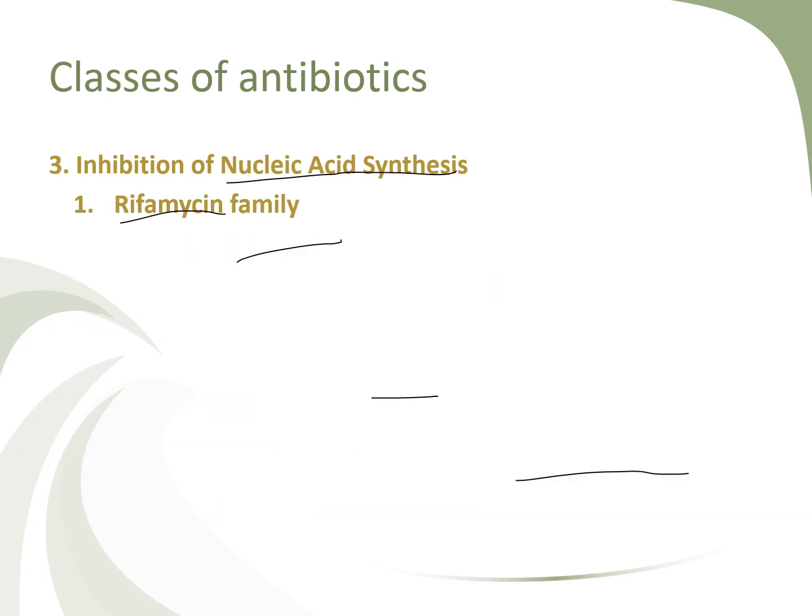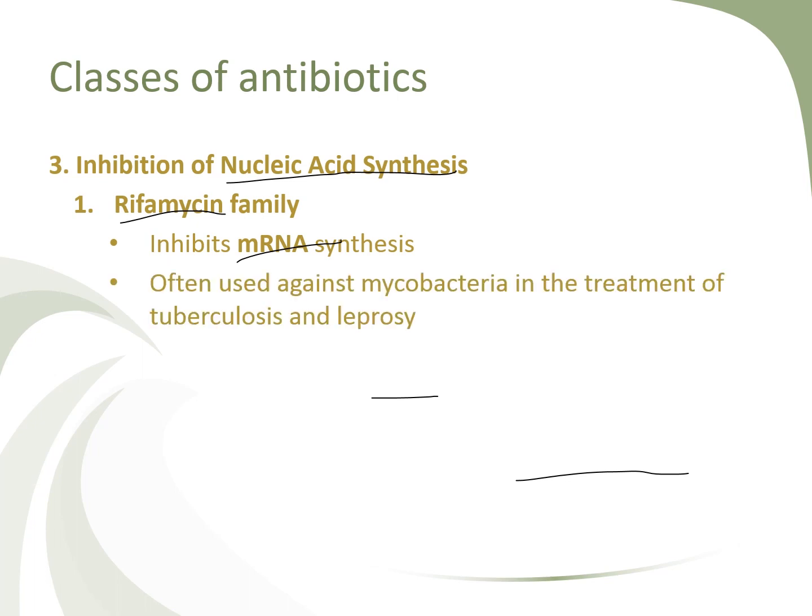Now I'm going to talk about the third group of antibiotics, the antibiotics that inhibit nucleic acid synthesis. The first one is the rifamycin family. This rifamycin family inhibits mRNA synthesis. It's often used against mycobacteria in the treatment of tuberculosis and leprosy.